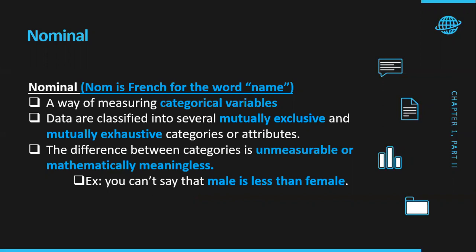One of the ways to remember this concept is that nom is French for the word name, and nominal level variables typically include names of things. Nominal level variables provide a way of measuring categorical variables. Within this level of measurement, data are classified into several mutually exclusive and mutually exhaustive categories or attributes. However, the difference between these categories is unmeasurable or mathematically meaningless. In other words, you can't say that male is less than female.